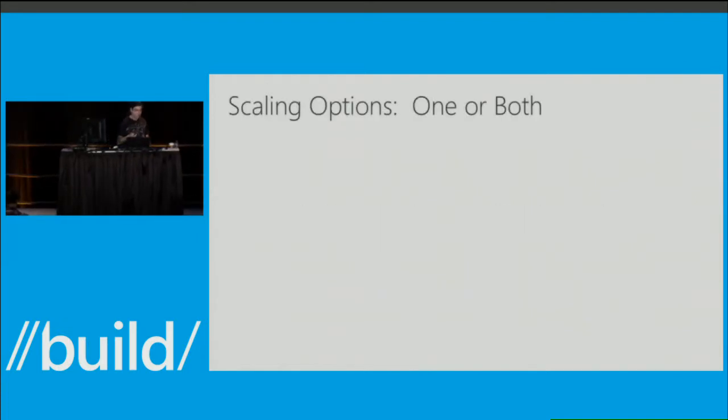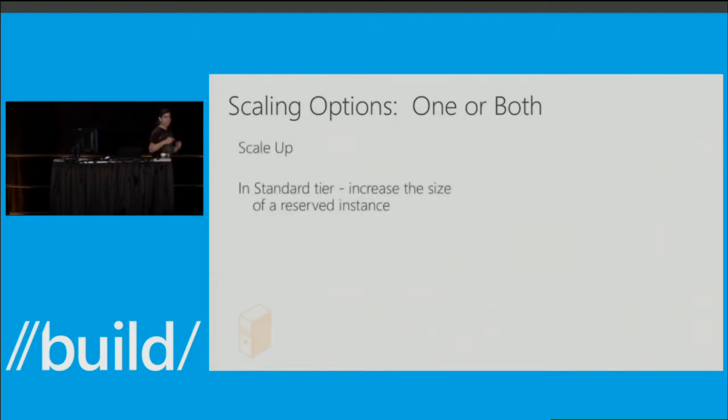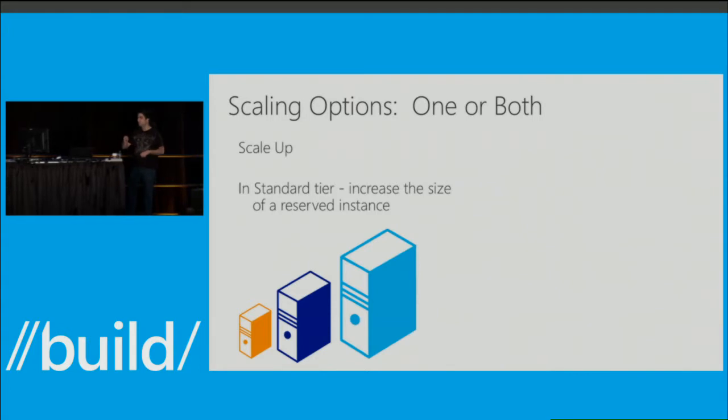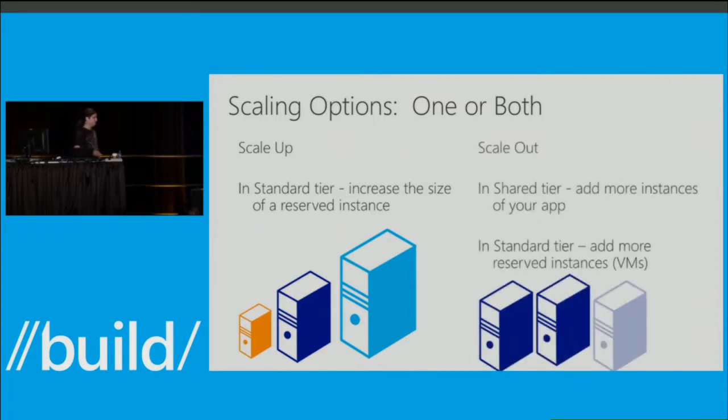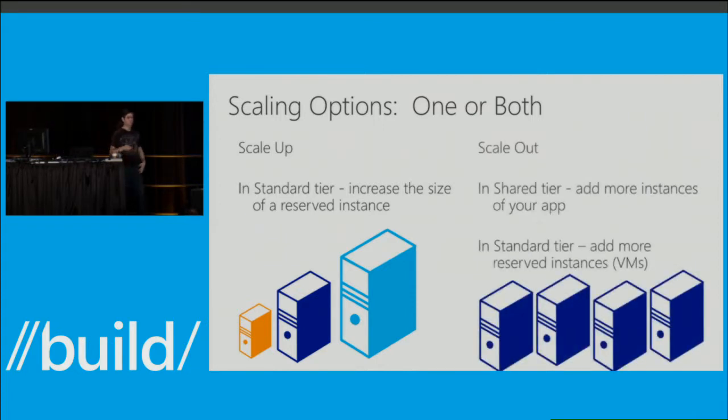So scaling options in Windows Azure: you can scale up. In standard tier, you can switch between small, medium, and large VM, just what we did with the demo, and we'll see the result in a second. And you can scale out, which allows you to add more instances. In standard tier, you can add more VMs. In shared, we run your application on a separate process on separate machines in the shared environment.